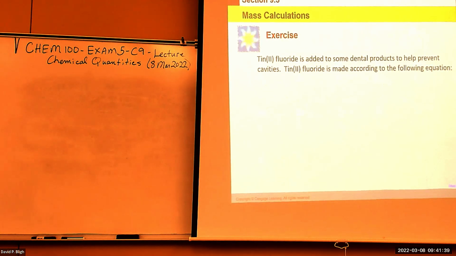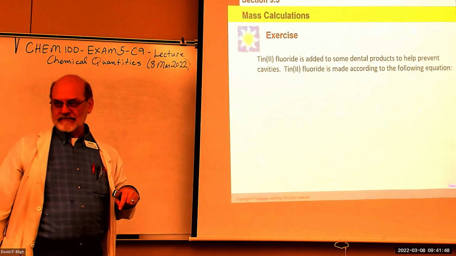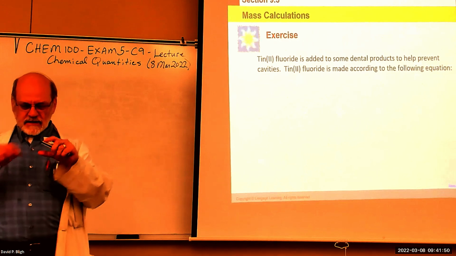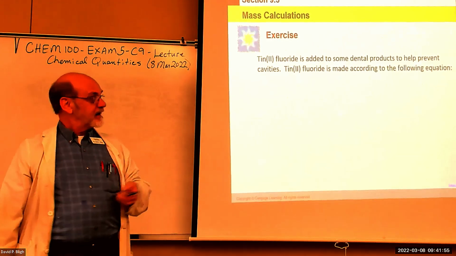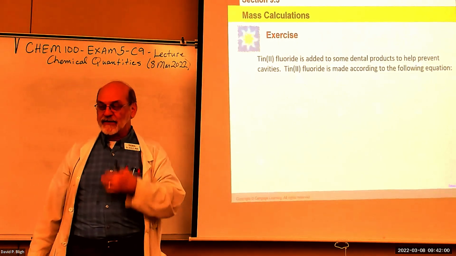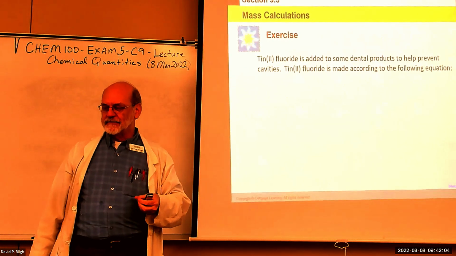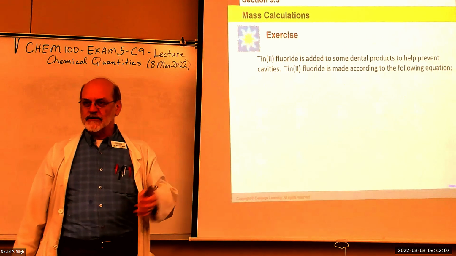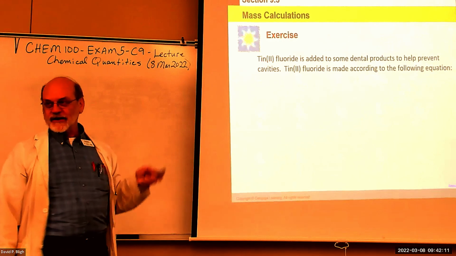Tin(II) fluoride is added to some dental products to help prevent cavities. That's how they get fluoride into your toothpaste. If you look on the tube or the box, you'll see the ingredients, and it won't say tin(II) fluoride. That's the standard notation for chemists. What they use is what we call a trivial name, which is an older form called stannous fluoride. So if you see stannous fluoride, that's what they're talking about.